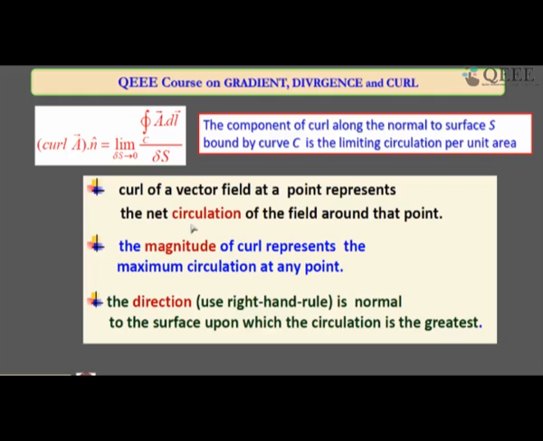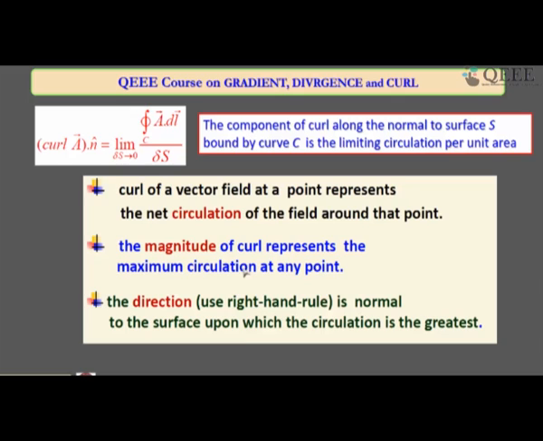It represents the net circulation around that point. When I say around that point, quantitatively I mean this: I construct a small path around the point and then shrink it in the limit. That's what I mean by around the point, because there is no meaning in telling at that point. Circulation around the point in the limit is the curl at the point. That's the way you look at it.